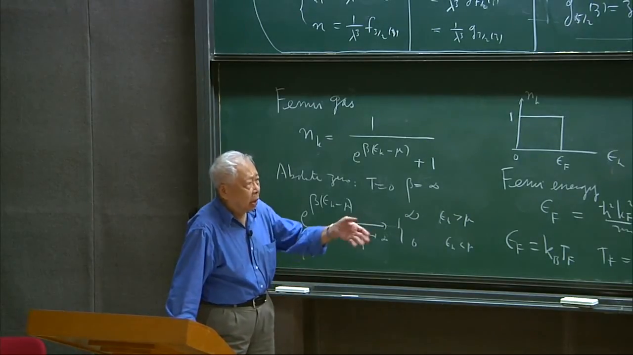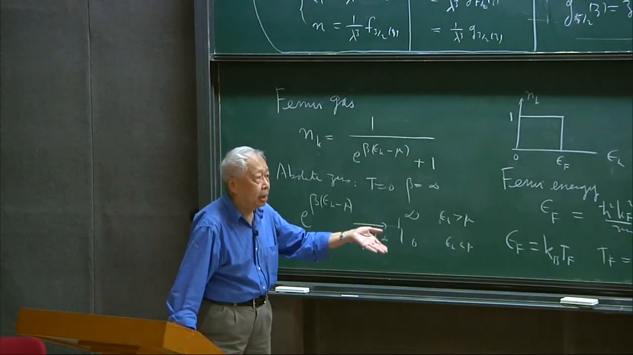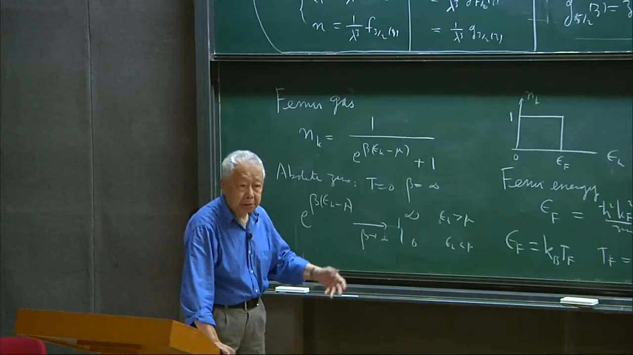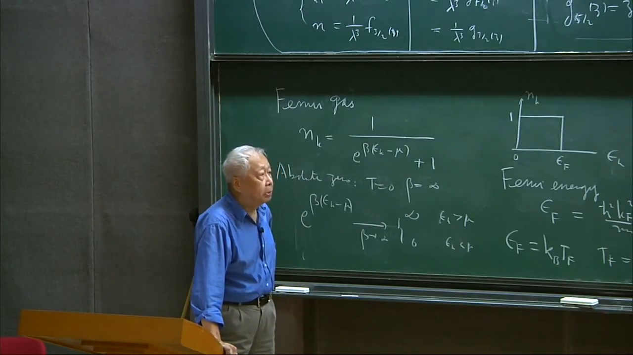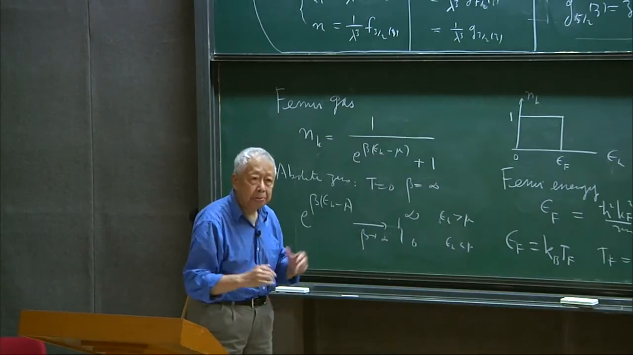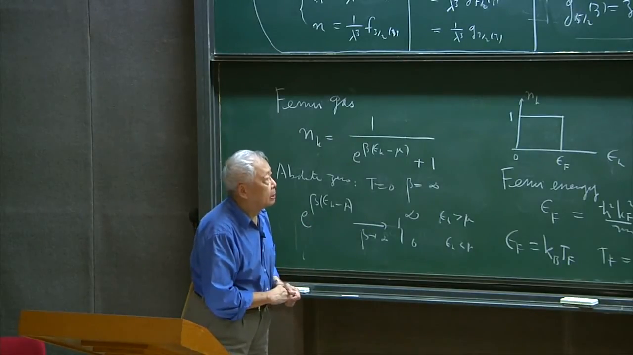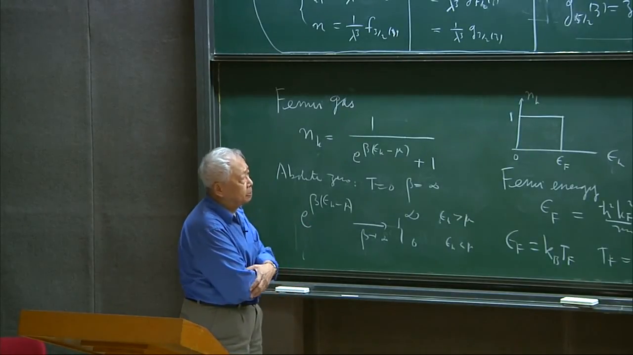So a white dwarf star is a special case in which the star inside is only electrons and helium. And in that case, the star is prevented from collapsing because of this Fermi pressure of the electrons. So this is the absolute zero.